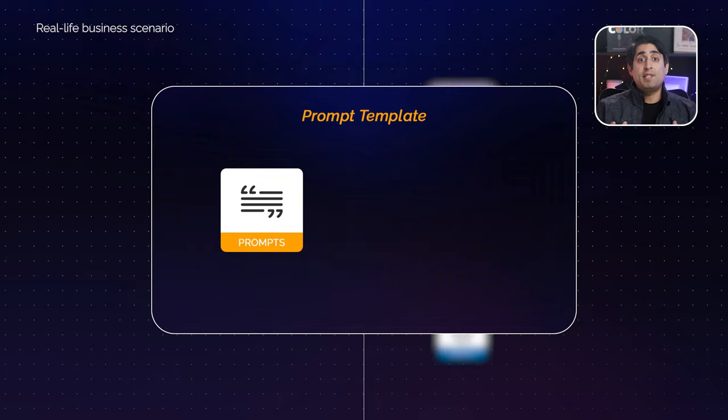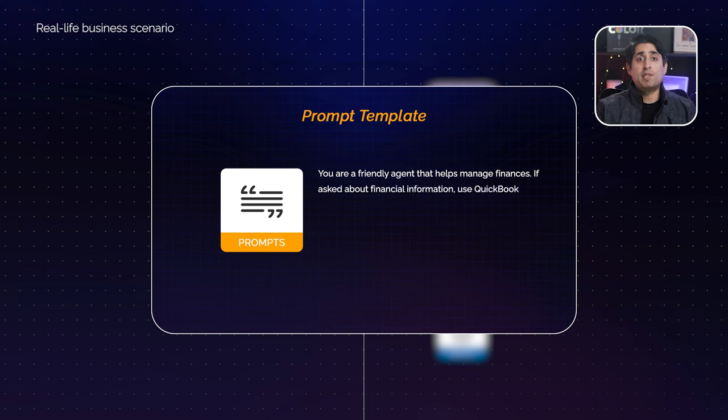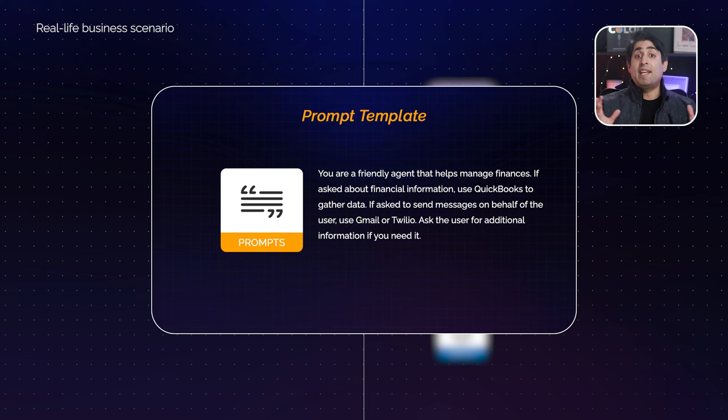Here is a prompt template or a set of instructions. You are a friendly agent that helps manage finances. If asked about financial information, use QuickBooks to gather data. If asked to send messages on behalf of the user, use Gmail or Twilio. Ask the user for additional information if you need it. Setting up these instructions, along with a list of available tools like QuickBooks, Gmail, and Twilio, is part of the agent's configuration process. This allows the agent to handle financial tasks and communication.